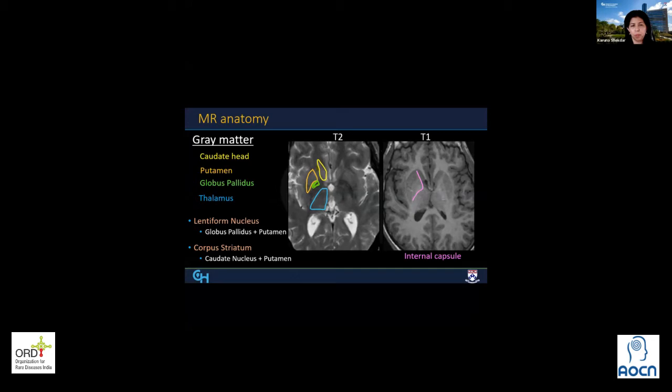The lentiform nucleus is the combination of globus pallidus and the putamen. And the corpus striatum is the caudate nucleus and the putamen, and it is divided in between by the internal capsule fibers. Because they look like strips of gray matter on either side of the internal capsule, that is why the name striatum or corpus striatum is given to it.